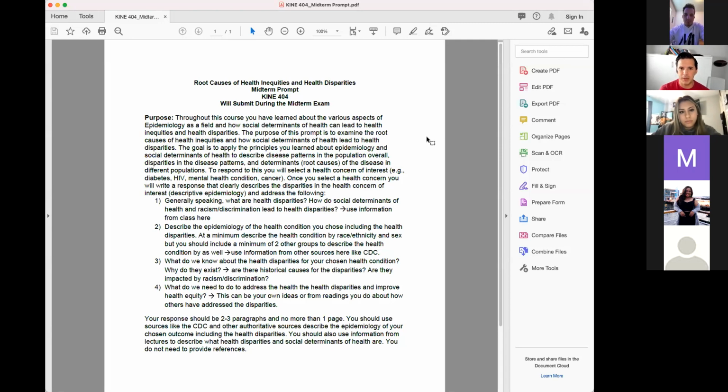The reason I do these types of short answers is because for some of the concepts we learn about in class, I can't just ask you a multiple choice question about them and have it make any sense. So essentially with this prompt, what you are required to do is write a 2 to 3 paragraph response, no more than 1 page. So it's fairly short.